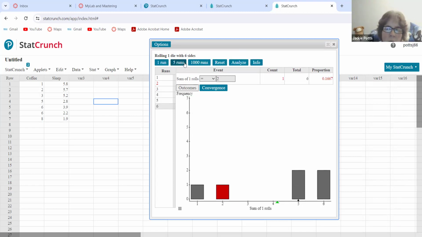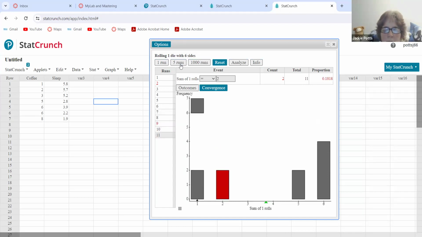Oh, but I thought the probability is 1 out of 6 of me getting each one of those numbers. Excuse me. Well, I didn't get any 3s and 4s. So let's roll 5 more times. Well, I'm still not getting any 3s and 4s. Dang. Rolled dice now 11 times. Where's my 1 out of 6? That's theoretical. But here's what happens.